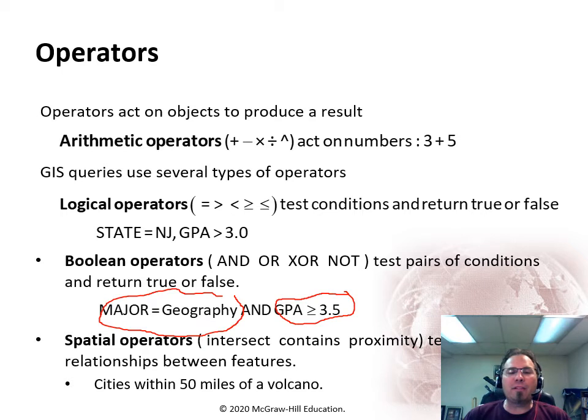And finally, we have the spatial operators, things like intersect, contains, and proximity, which we'll talk about in a bit, which allow you to ask those spatial relationships based on geometry, cities within 50 miles of a volcano, faults that intersect a specific kind of geology, things like that. We'll talk about that more in a bit, but those are hugely helpful as well.